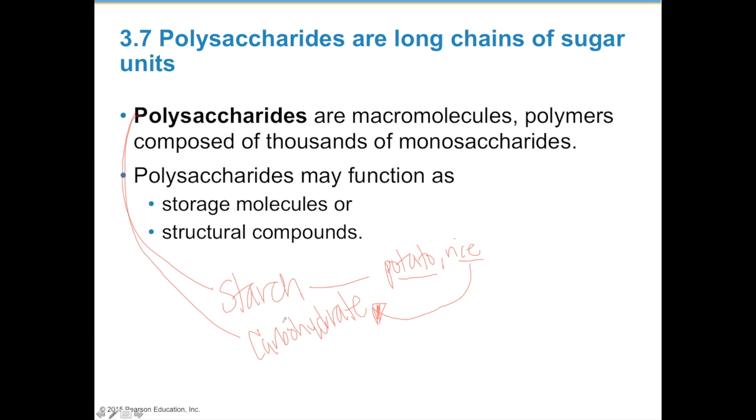Polysaccharides are macromolecules, polymers made up of thousands of monosaccharides. So remember, poly means many, many sugars, versus made up of one sugar molecule. Polysaccharides may function as storage molecules and structural compounds. These molecules are big, with lots and lots of bonds.